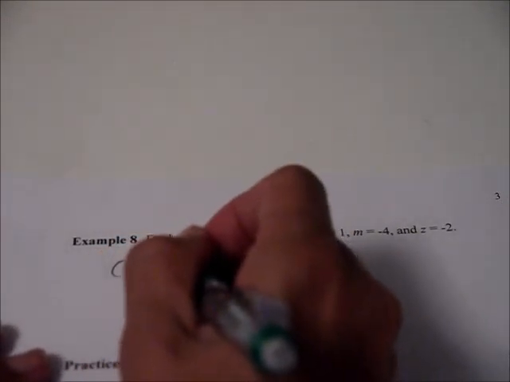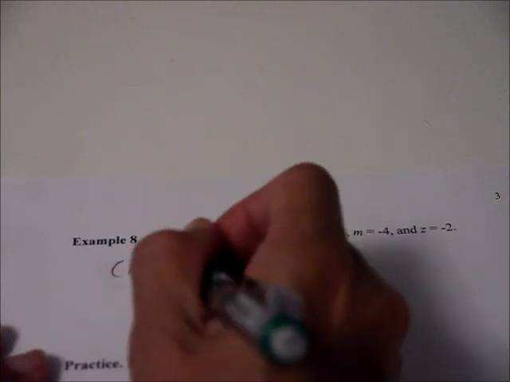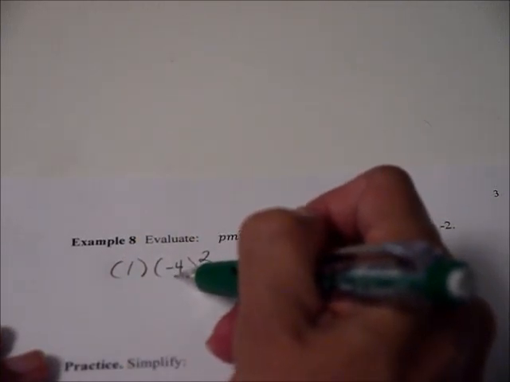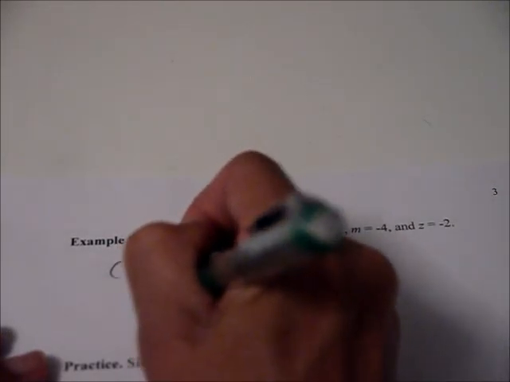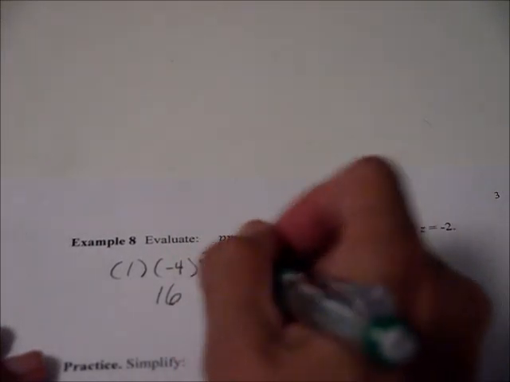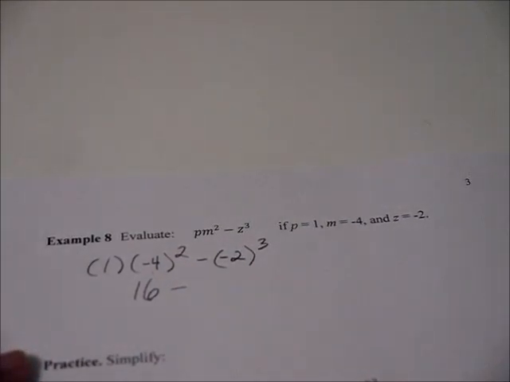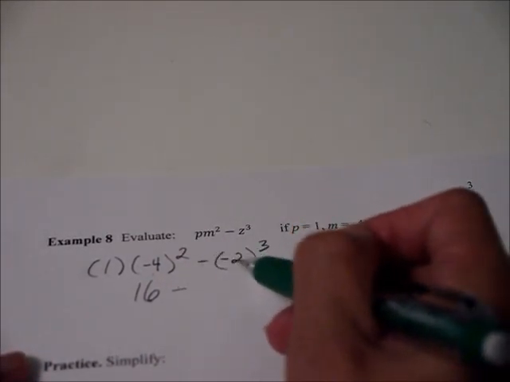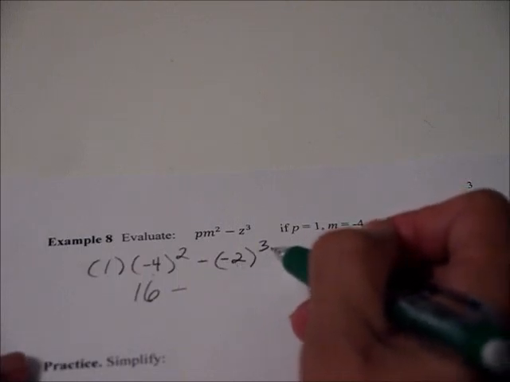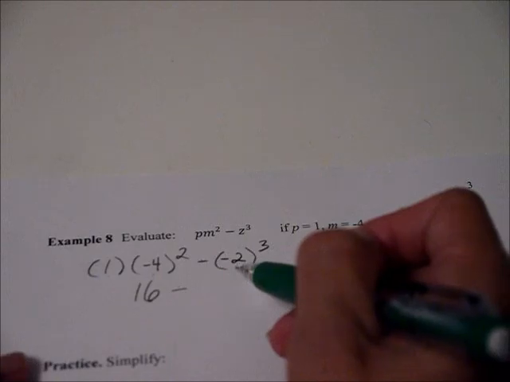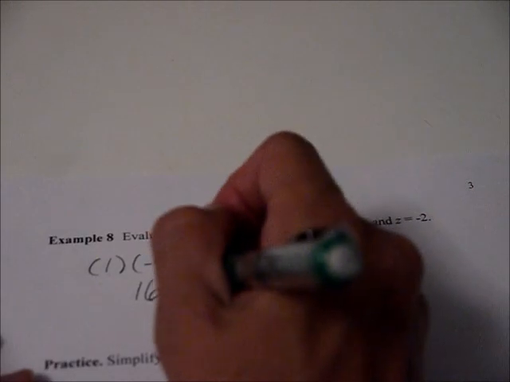So we could do this -4 squared, we have two -4s. That means a positive 16 times 1, so we get 16. Now I'm going to leave the negative sign, but deal with this negative. -2 cubed, well I know 2 cubed is 8. So if I have three -2's, I'm going to have a -8.